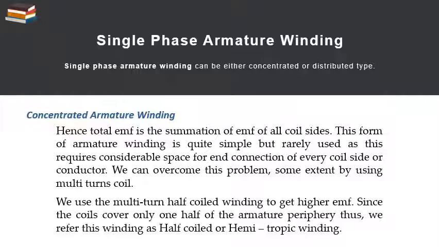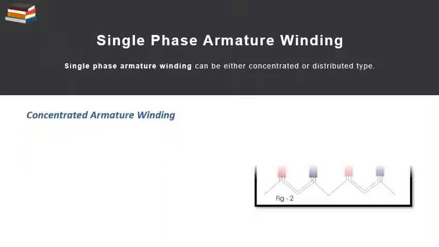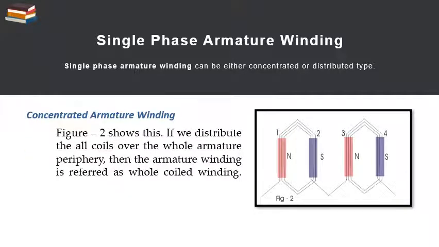half wound or hemitropic winding. Figure 2 shows this. If we distribute all the coils over the whole armature periphery, then the armature winding is referred to as whole coil winding.